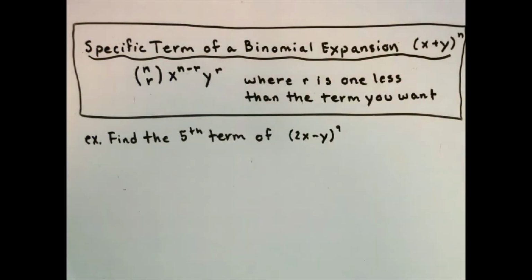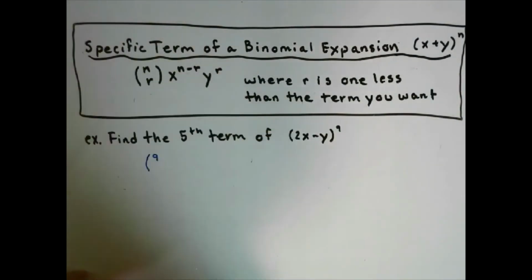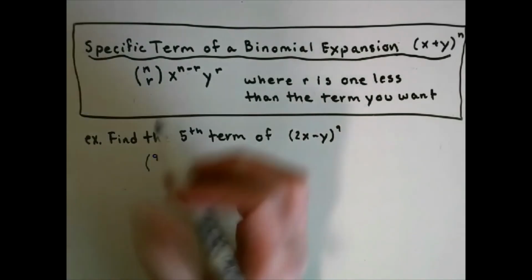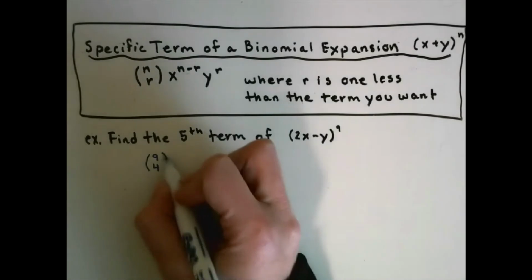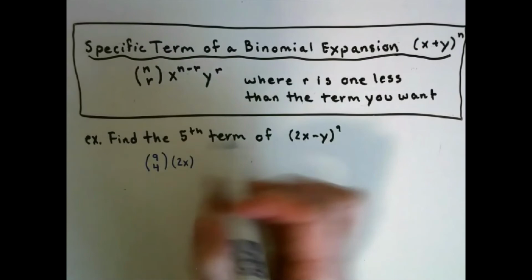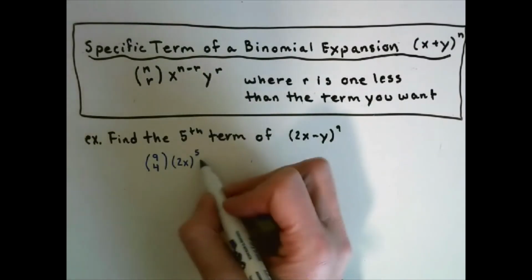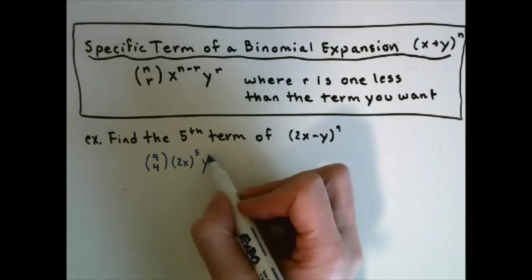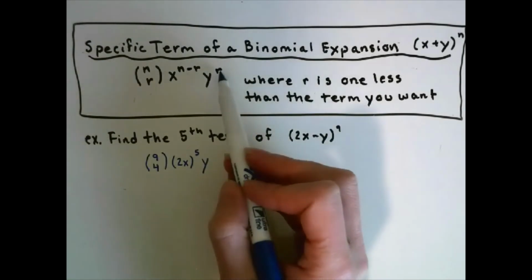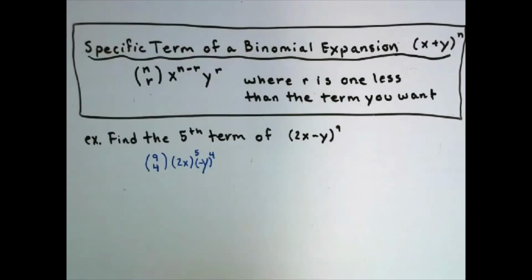Okay, so using this formula here, my n is whatever the power is. So that's going to be 9. R is 1 less than the term I want. So if I want the 5th term, R is going to be 4. This is going to be x, which in this case is 2x, to the n minus r. So 9 minus 4 is 5. Y to the r is still 1 less, so this would be negative y to the 4th.